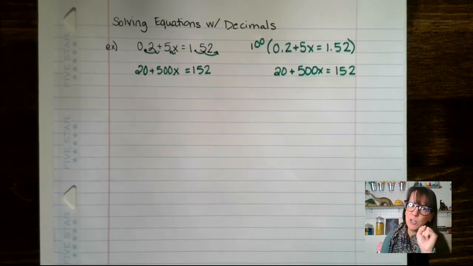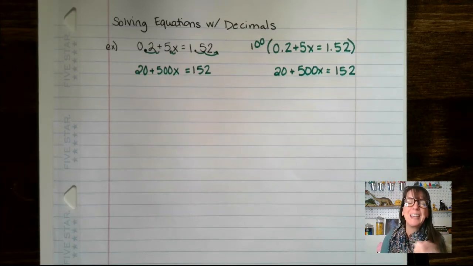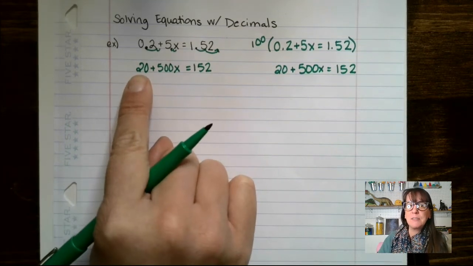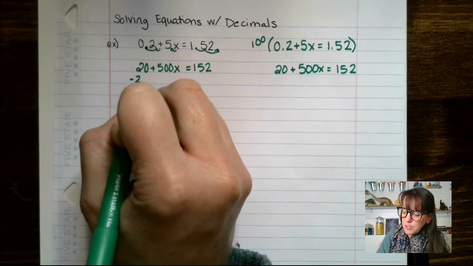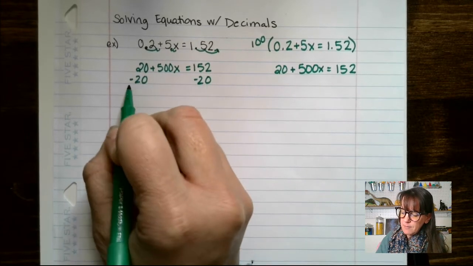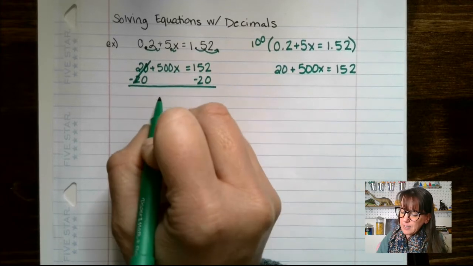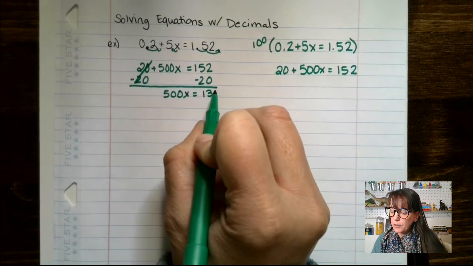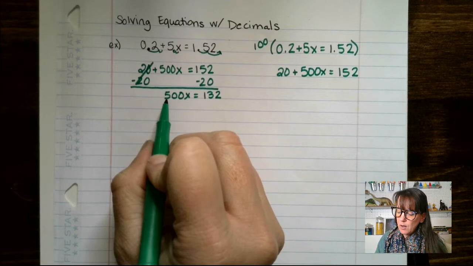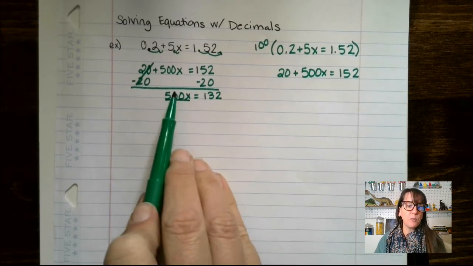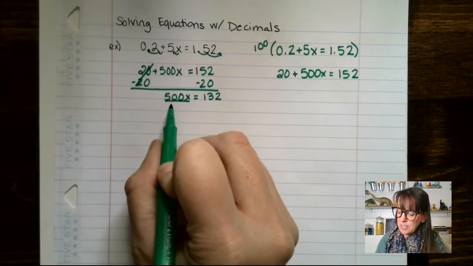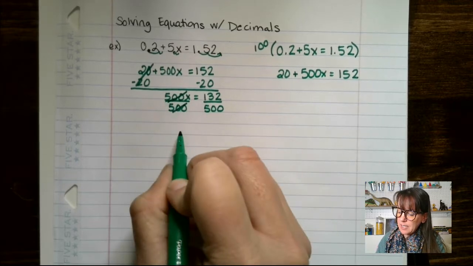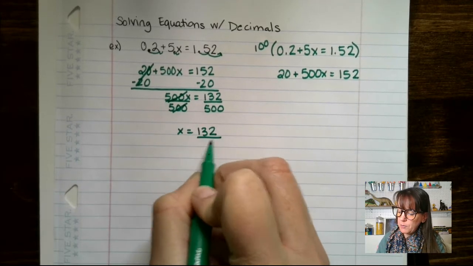Remember, when you're doing a two-step equation like this, you want to undo your addition and subtraction first, then you're going to undo your multiplication and division. So I see that over here, we're adding a positive 20. So we're going to subtract 20 from both sides. All right, that gives us 500x equals 132. We're going to divide, since we're doing 500 times x. So we're going to divide both sides by 500. And that gives us x equals 132 over 500.